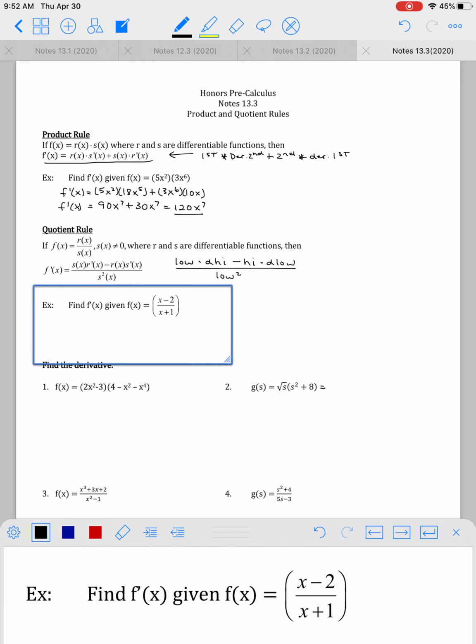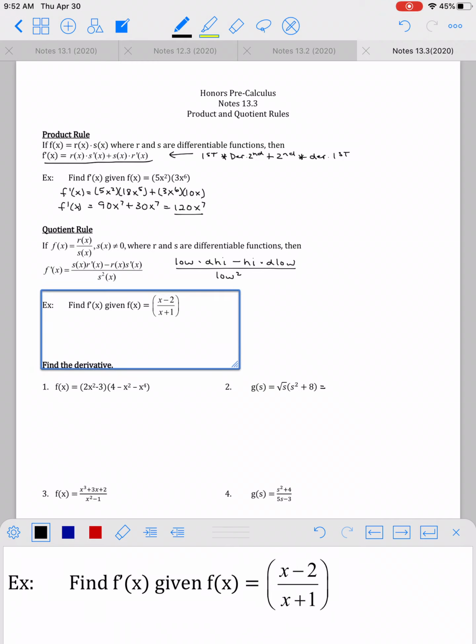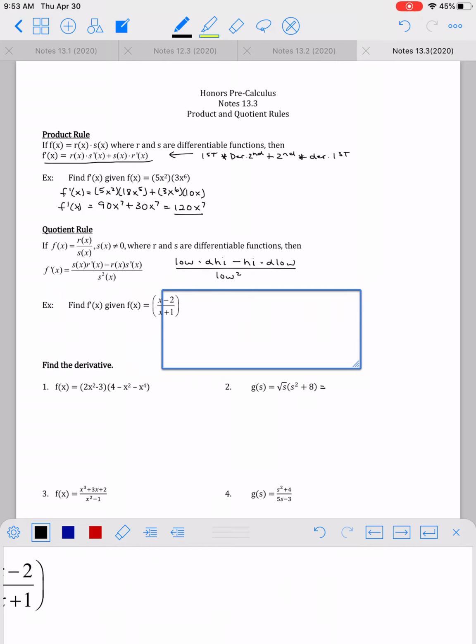Okay, next one is the quotient rule, and this one talks about how you're going to take the derivative of a rational function, and I've simplified this as well. You're going to take the low function times the derivative of the high function, and then minus high d low, over low squared. This one here has been used for years. In fact, that's the way I was taught. It sticks, and I think it does simplify the quotient rule nicely for you.